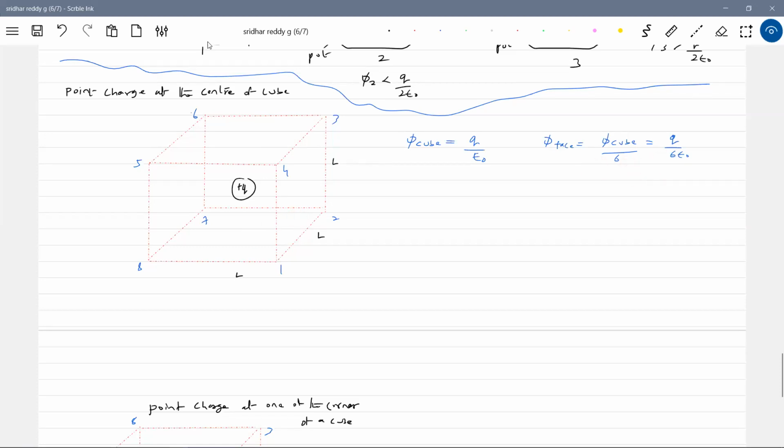I just say the flux through the cube is Q by epsilon naught. Now, what do you mean by positive? The lines of force are emerging from the surface. If I keep a negative charge, then I'll get negative flux. What do you mean by negative? The lines of force are entering the surface. So if the flux is positive, it tells us the charge is positive. If the flux is negative, the lines of force are directed towards the charge. So the sign of flux will tell us the type of charge present in the cube.